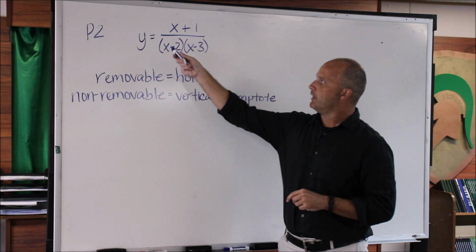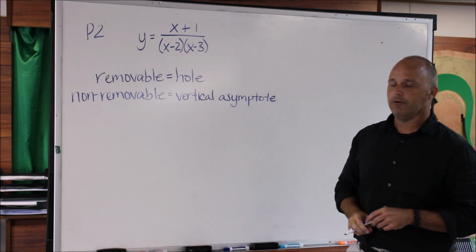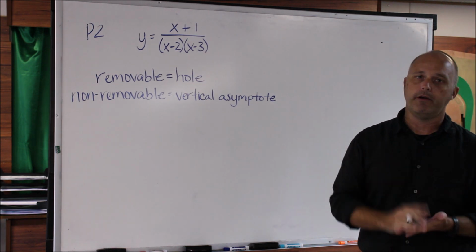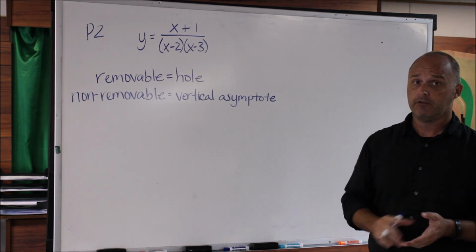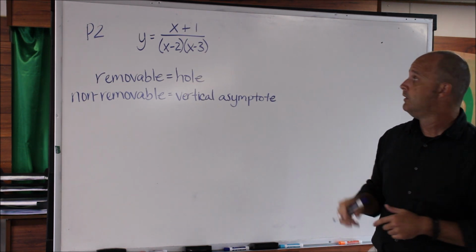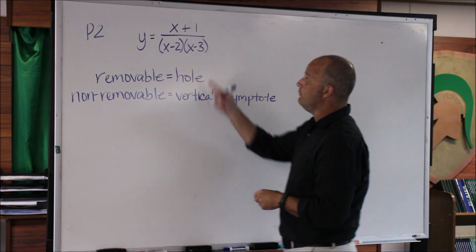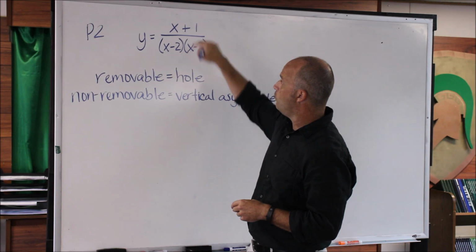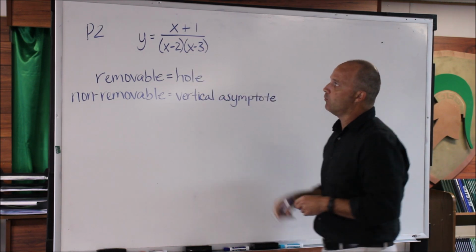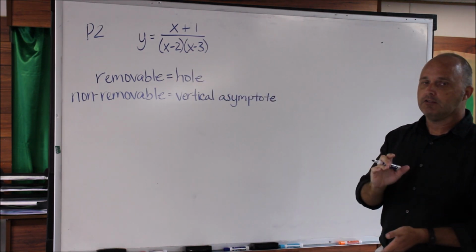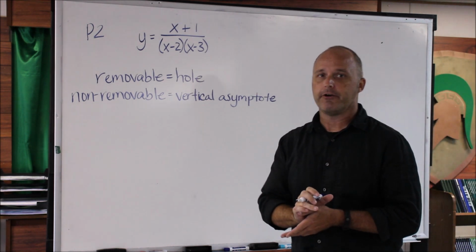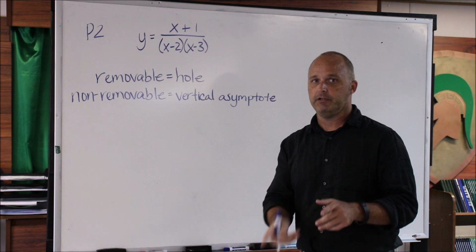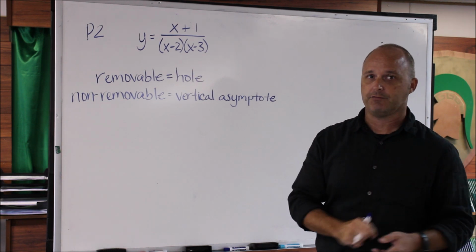So in problem 2, we're given y equals x plus 1 over x minus 2 times x minus 3. And we're asked to find what are the vertical asymptotes of this particular equation. So we're going to look at this and see if we can remove anything. And to remove anything, we'd have to have an x plus 1 in both the numerator and denominator, which we don't have. So that means that both factors in the denominator are non-removable factors. Because they're both non-removable, this means that they're both going to be vertical asymptotes.